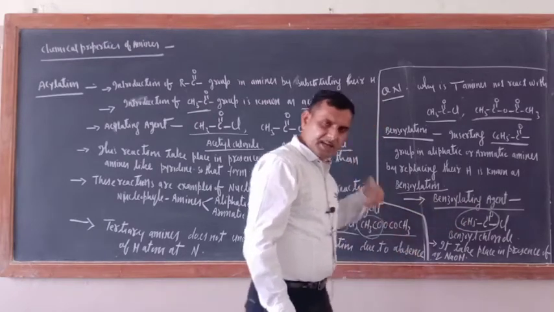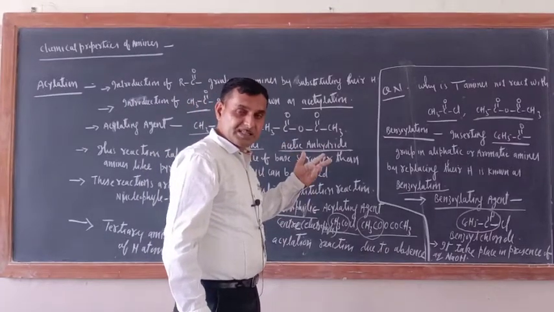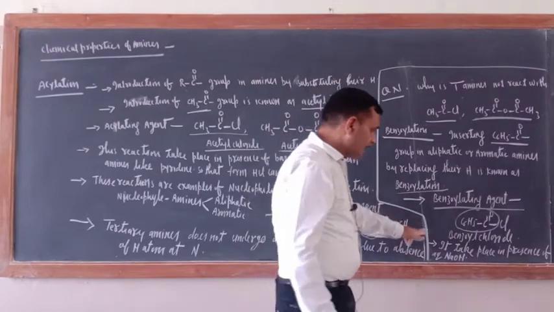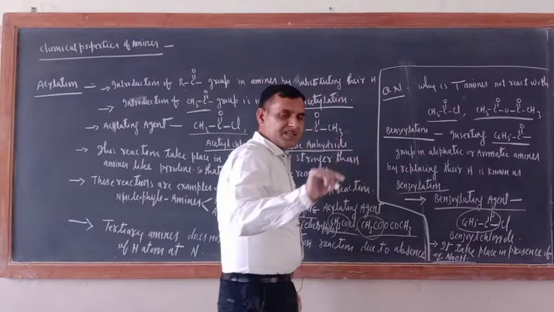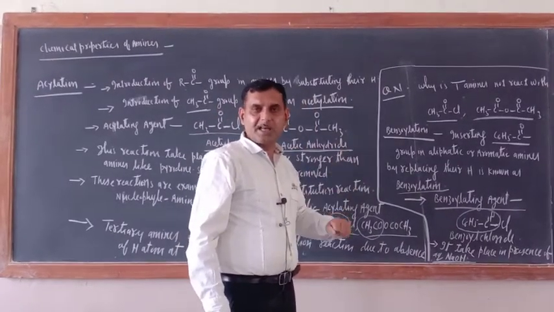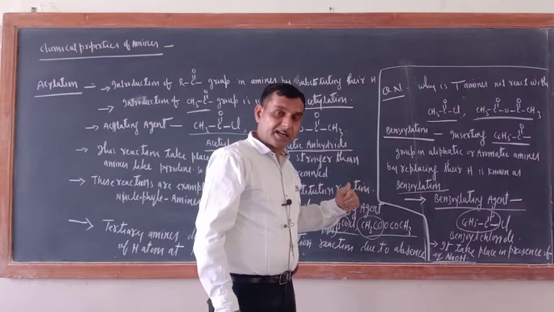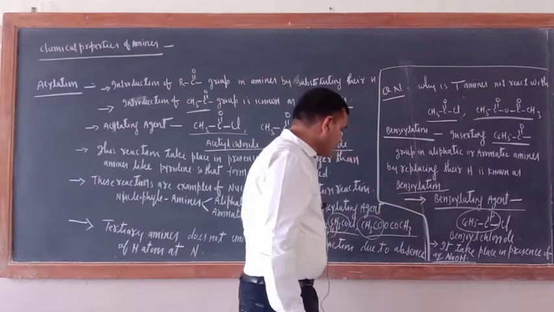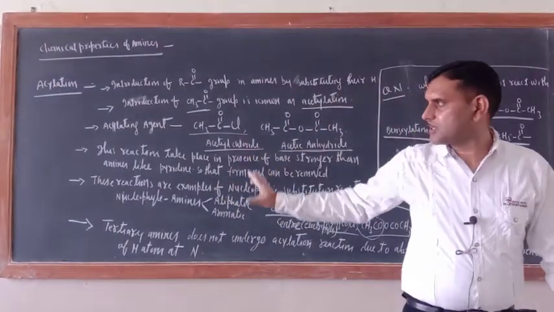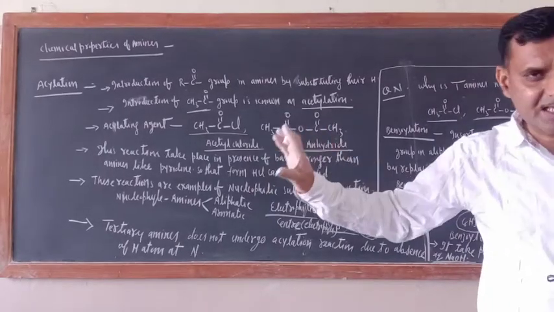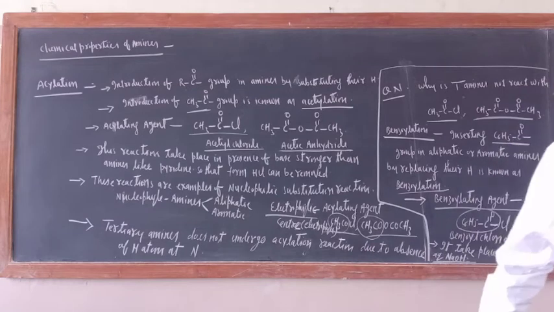One more difference is there between acylation and benzoylation. Acylation takes place in presence of pyridine, but benzoylation takes place in presence of aqueous NaOH. Remember, when benzoyl chloride reacts with aniline or with aliphatic amines, the reaction should take place in presence of aqueous NaOH. Okay. So now these were the theoretical aspects of acylation and benzoylation reactions. Now the reactions I will teach.